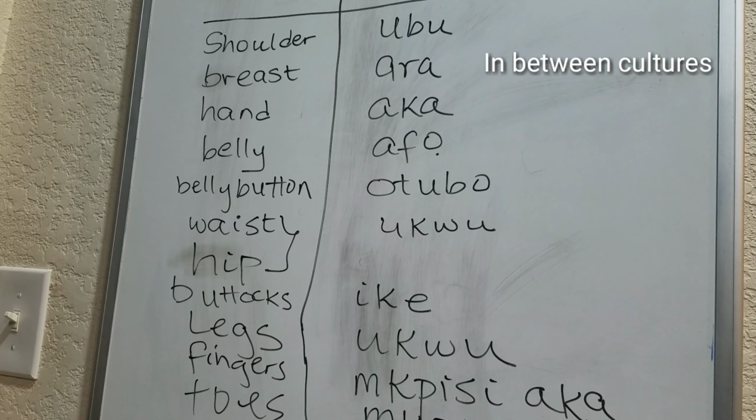Shoulder, ubu. Breast, ara. Hand, aka. Belly, afo. Belly button, otubo. Then waist or hip, they have the same name, uku. Buttocks, ike. Legs, oku.